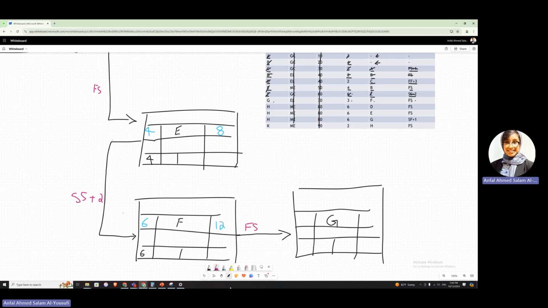So finish to start means simply that I am going to start this. Sorry, the duration of G is 3 days. So I'm going to start this in day number 12. If this one's going to take me 3 days, I would finish it in day number 15. Sweet, we are done with G.